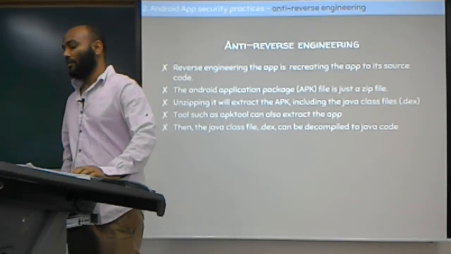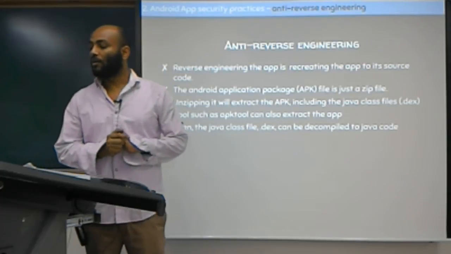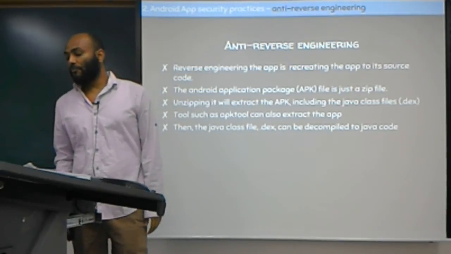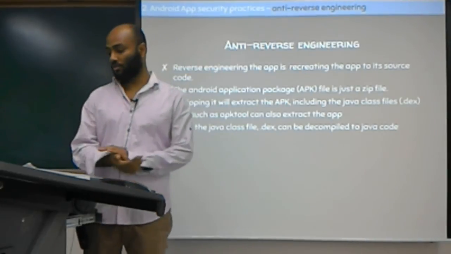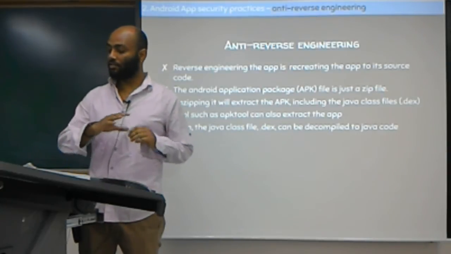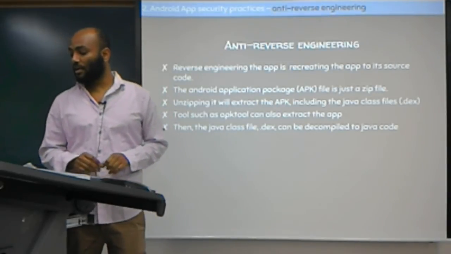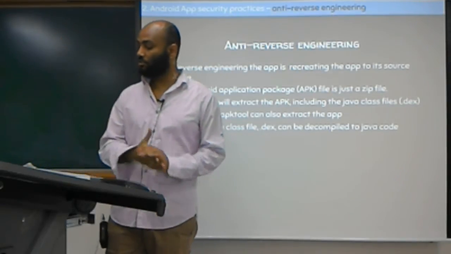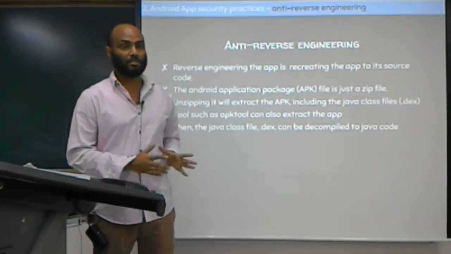And the mostly used security practices to protect your code or your resources are against reverse engineering. Reverse engineering is recreating the application and its resources back to where it started. That means taking the compiled app and recreating its source code is reverse engineering. Reverse engineering gives the attacker the opportunity to analyze the structure, the resources, and the behavior, and helps the attacker to know how the application works and how it operates.